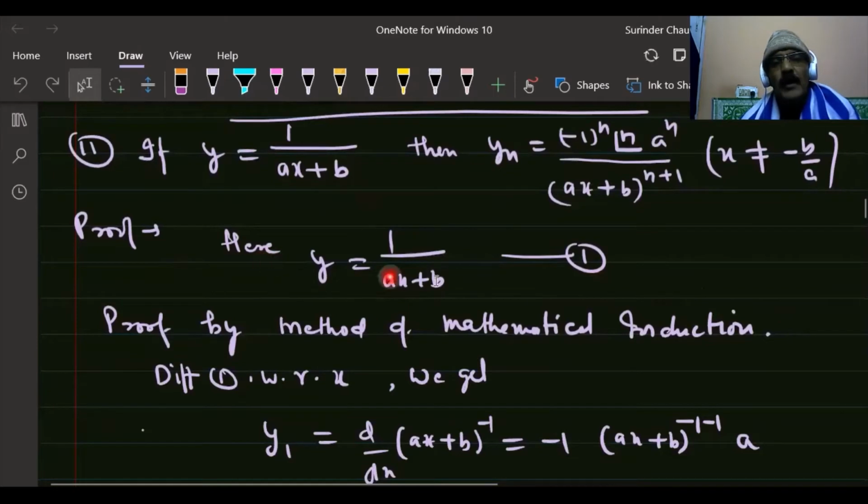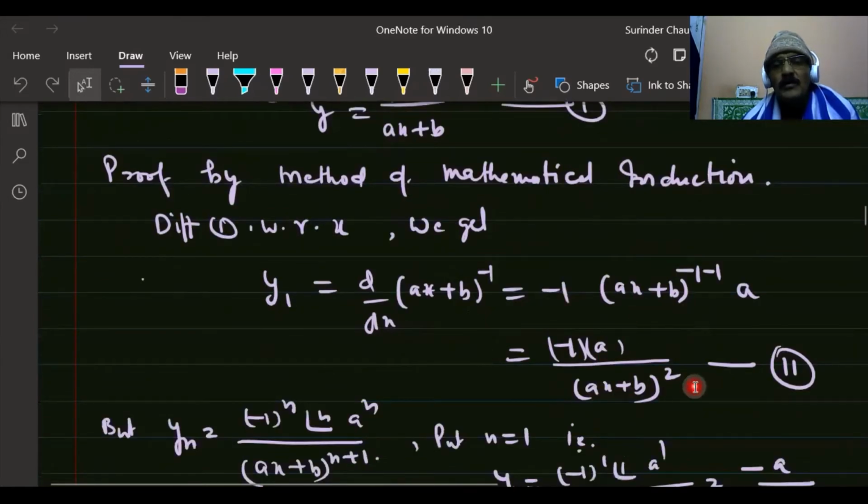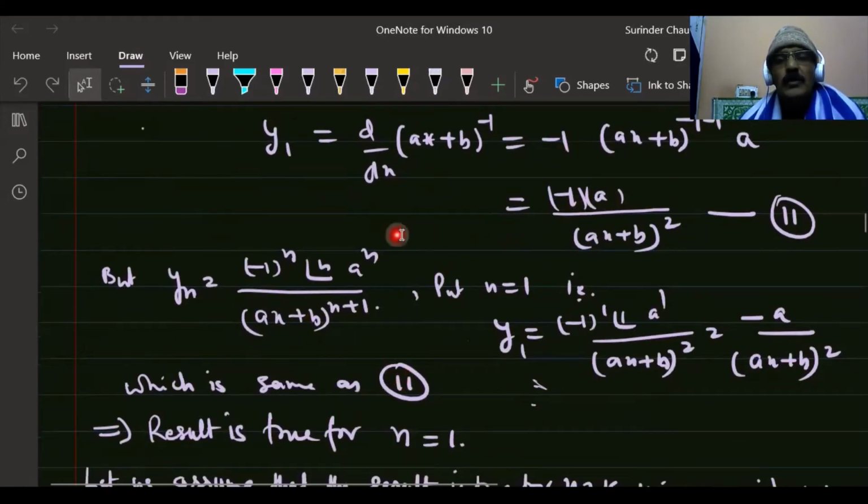Same process. When y is given, differentiate with respect to x. So this is equal to, now again (ax+b) raised to power minus 1, same formula, and (ax+b)^2 in the denominator. Derivative by chain rule, standardize that. Minus 1 into a upon (ax+b)^2, which is the first derivative. Now put n equal to 1. The standard result gives the same value, which implies the first derivative is correct.